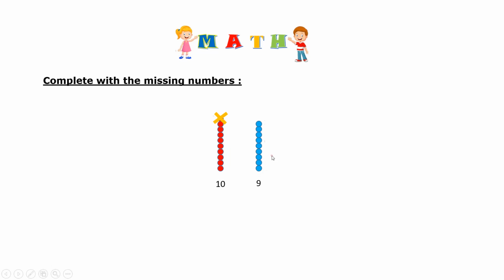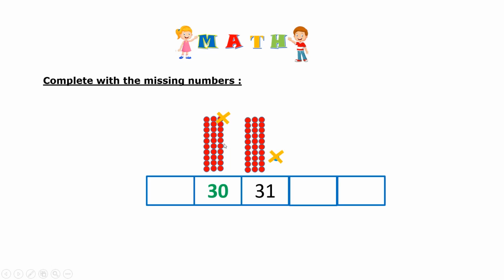Okay, so in here, if I remove 1 from the 30, what will I have? I will have 2 tens and 9 ones, which are now blue. Okay, so the answer is 2 tens and 9 ones. It's 29. Before 30, I have 29. Great job.